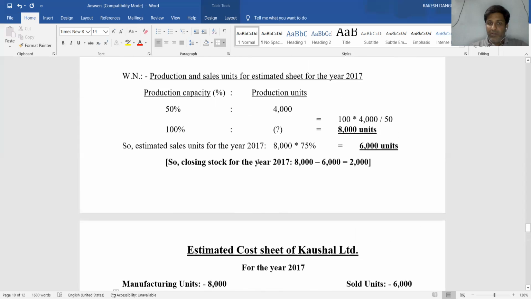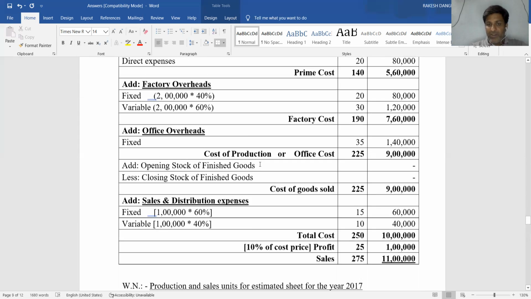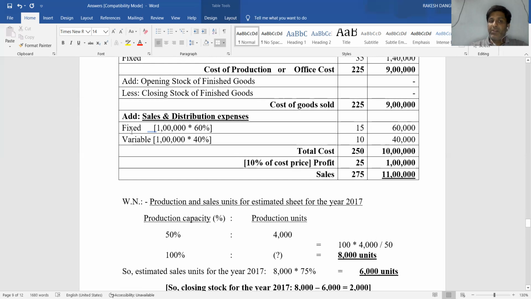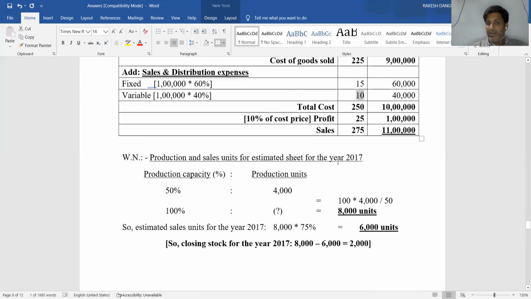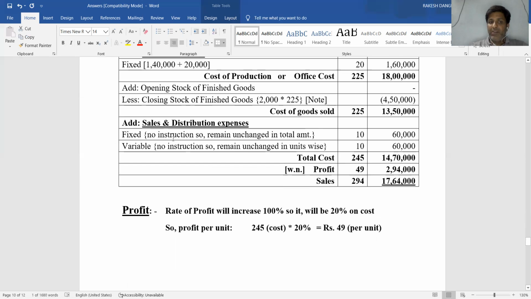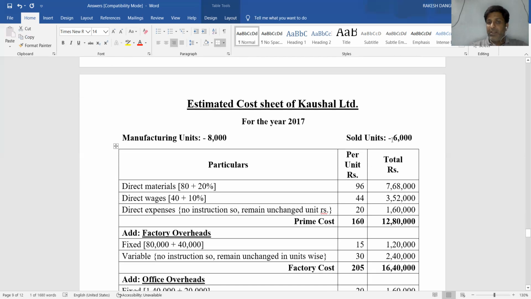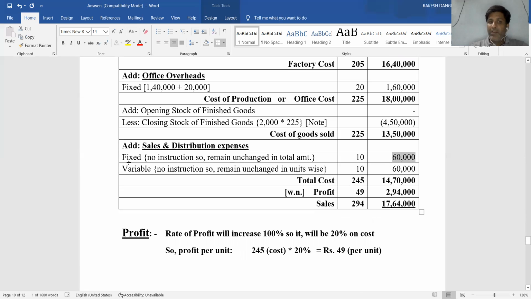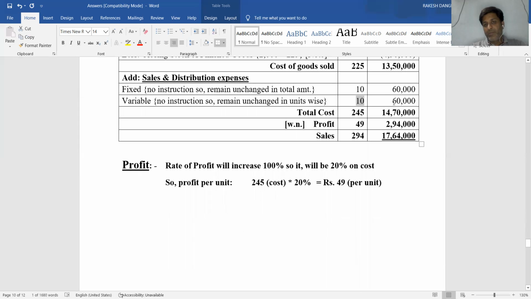First we see the cost sheet of 2016. There, fixed nature sales and distribution expense was rupees 60,000 in total amount, and variable nature was rupees 10 unit wise. So now for 2017, fixed nature expense remains unchanged in total amount, rupees 60,000. So 60,000 divided by 6,000, it will be rupees 10 per unit. Variable nature expense remains unchanged unit wise, which was 10 rupees per unit in 2016. So here it will remain the same, 10 rupees per unit. So 10 into 6,000 sales units, so 60,000.